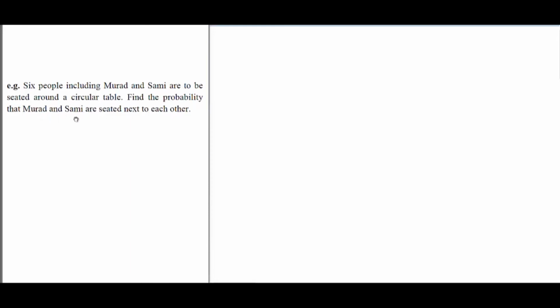So first of all, we should find the number of the sample space. In total we have 6 people, but we have a circular permutation. So what was the number of permutations for a circular table? For circular permutation, it was n minus 1 factorial. It means the number of sample space is 6 minus 1 factorial.